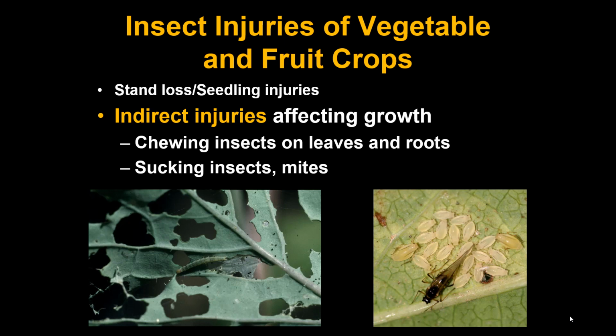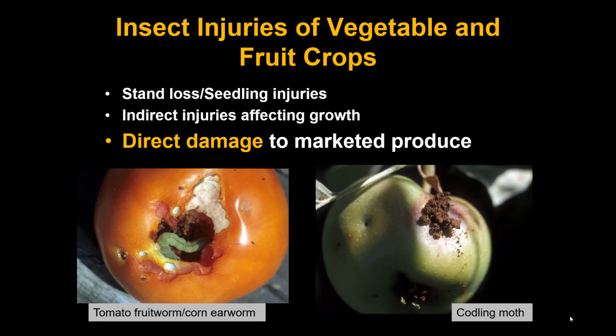But many of these are causing indirect injuries. They're not feeding on the part of the plant that we market. They may reduce yield by chewing foliage and losing photosynthetic area, or sucking insects like aphids or leafhoppers may reduce the amount of fluids in the plant, so there is some measured yield. But direct injuries are the ones that often require the most intensive treatment, because if they get into what you're trying to sell, then often it has to be downgraded or maybe culled.